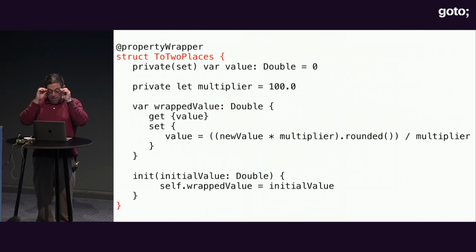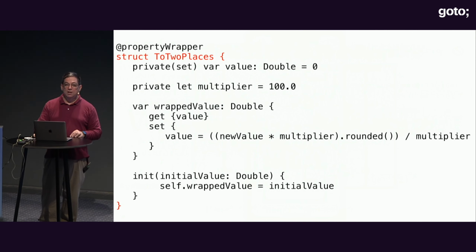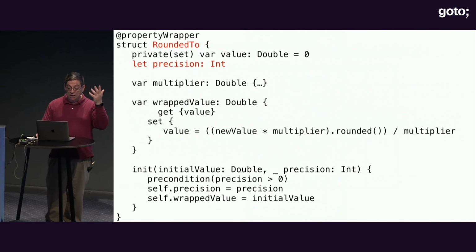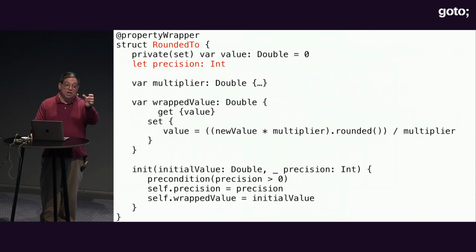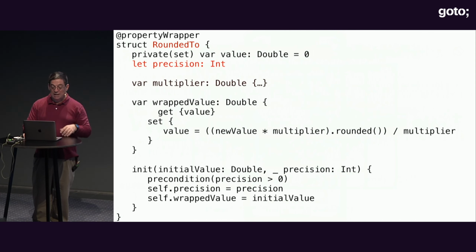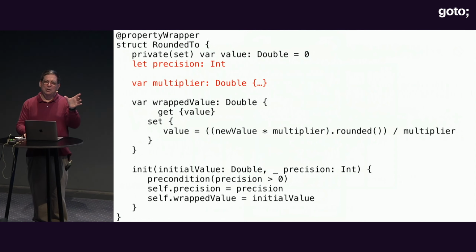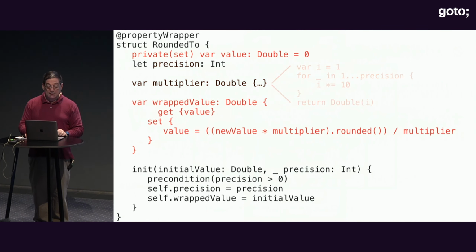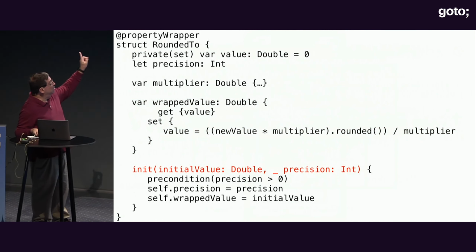And so here's my struct ToTwoPlaces. What if I want to let you say, I don't want to always round it to two places. I want to tell you how many places to round to. So let's create a new property wrapper called RoundedTo. And RoundedTo still has my value, but it now has precision. You get to tell me to how many places you want to round it to. And I'll figure out what the multiplier is, 100, 1,000, depending on how many places. So that's not something that we need to worry about. The same getter, the same setter as before, except it's to this new multiplier. And my init looks a little different because you have to specify your initial value and what your precision is.